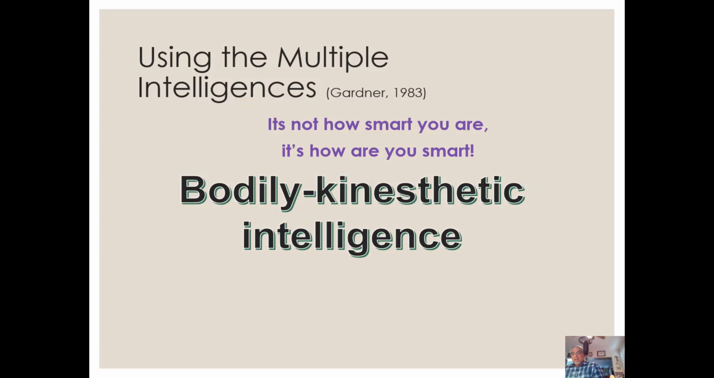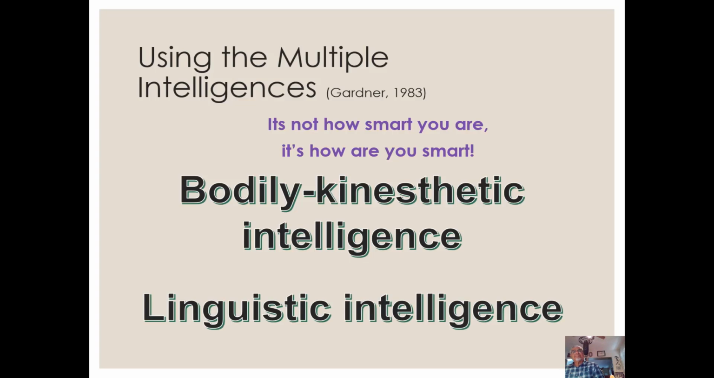Bodily kinesthetic intelligence is the ability to control one's bodily motions and handle objects skillfully, and that would be called body smart. This can be the kid who's a soccer player and can dribble the ball up in the air using just his feet, or a kid who can juggle.